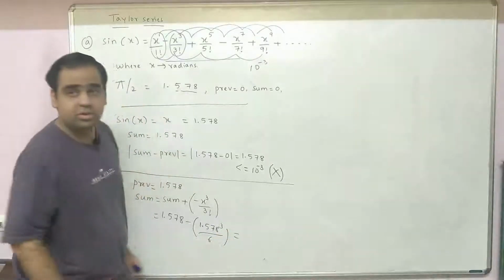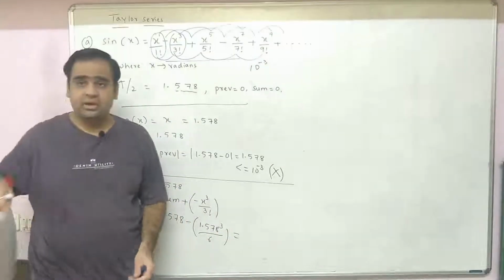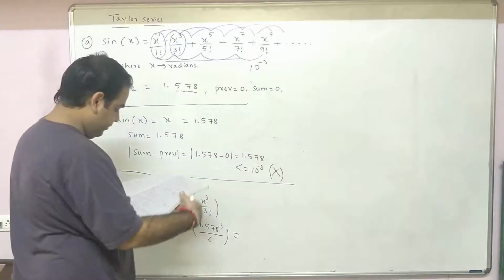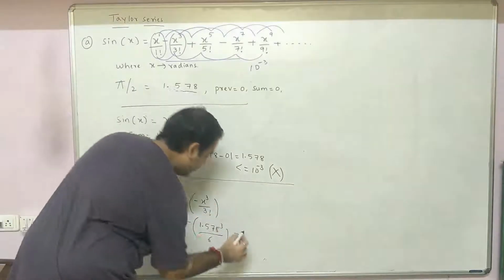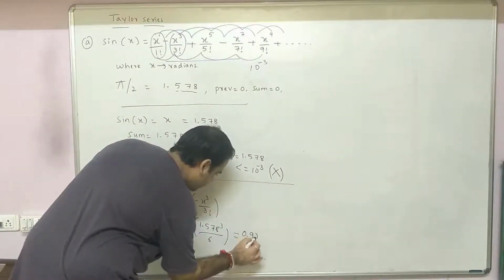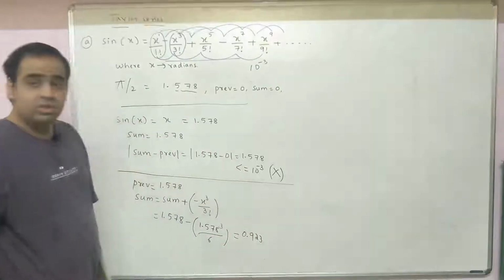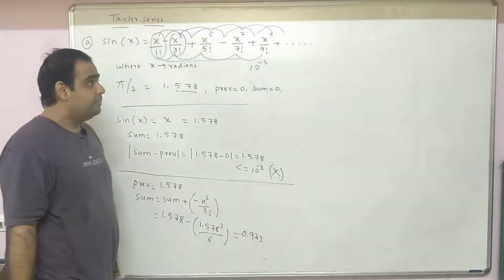Now what is sum? 1.578 minus 1.578 whole cube divided by 3 factorial, which is 6. I have already computed this answer and stored it. If you compute it, the answer is 0.923.